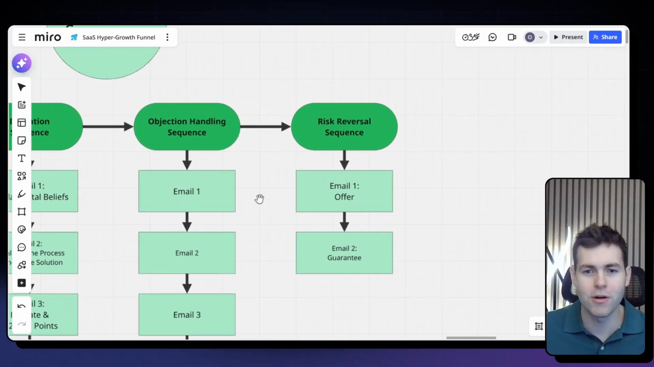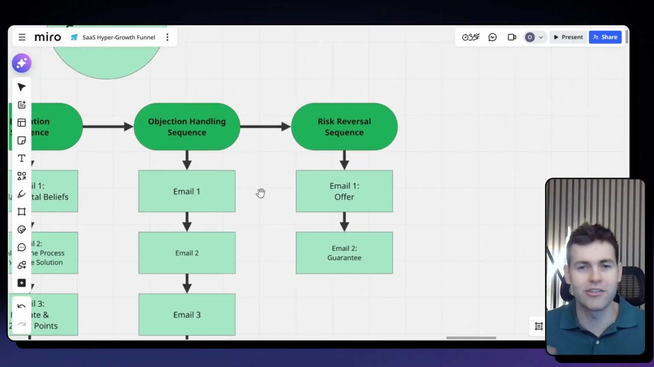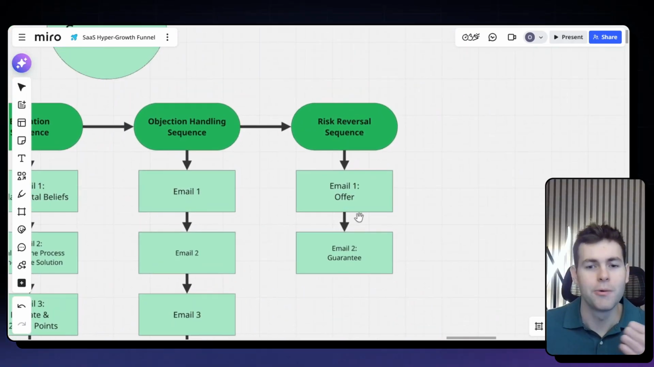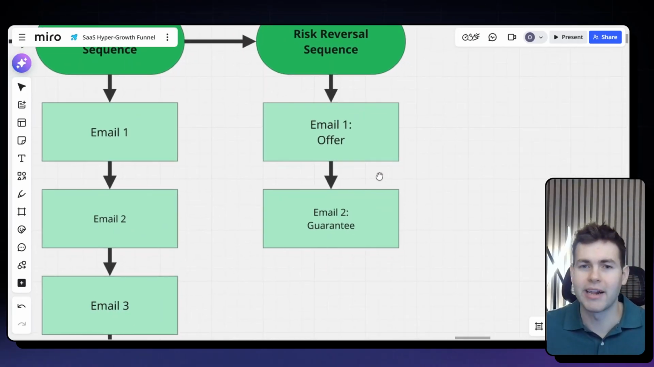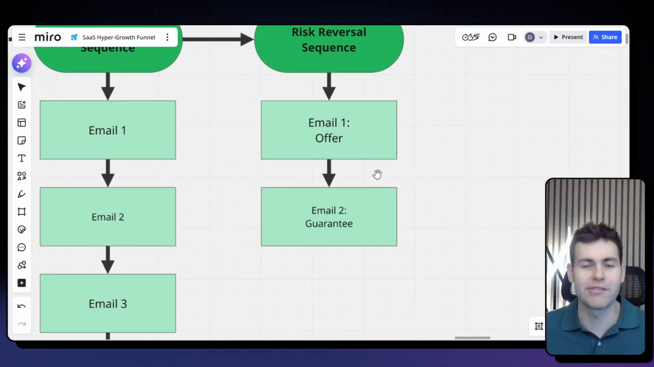And then to pillar 4, the risk reversal sequence. So this is sent just a few hours before that demo. We want to send them an email reminding them of the offer, then an email reminding them of the guarantee, and then it's time for the demo call.